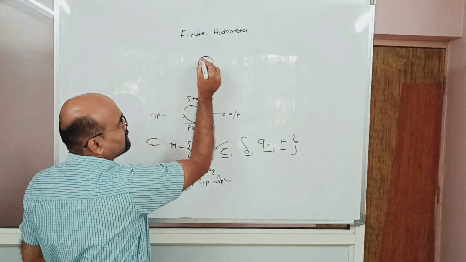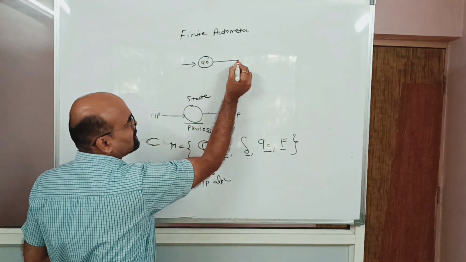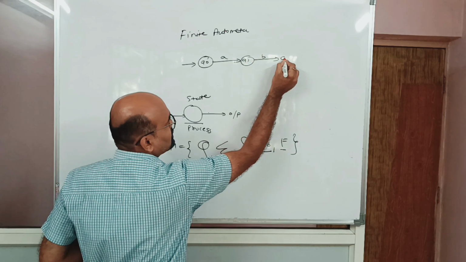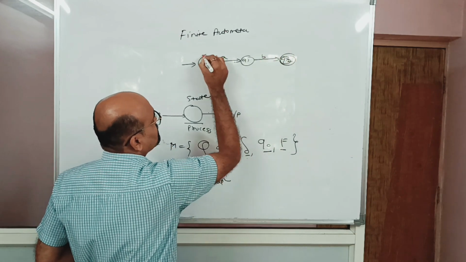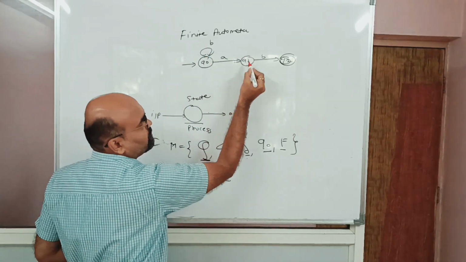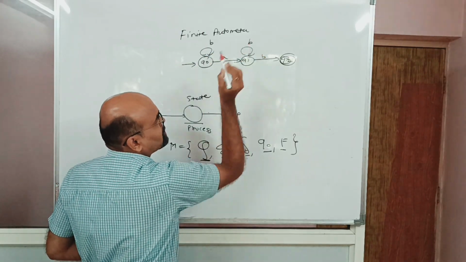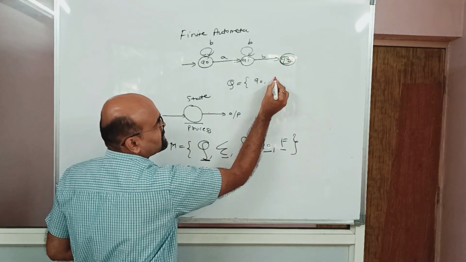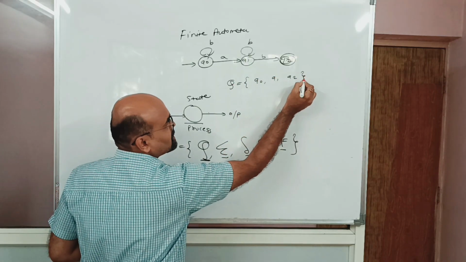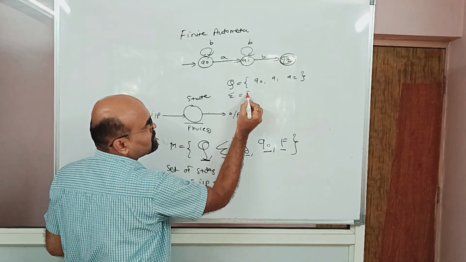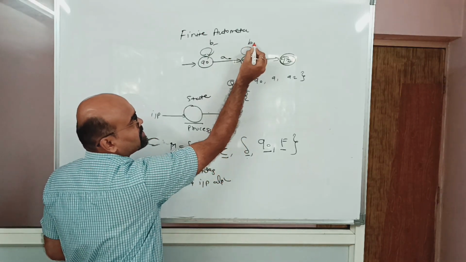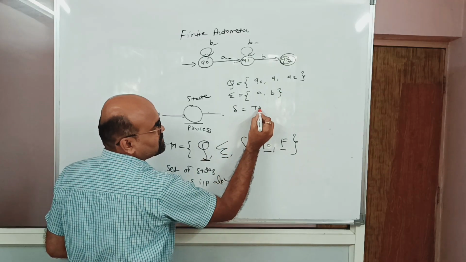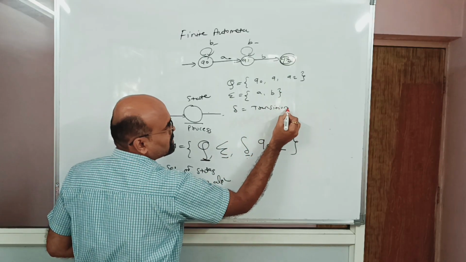For example, if I draw here one finite automata like this, Q0, Q1. This is a simple example of finite automata. So when I say Q, these are the set of states, that is Q0, Q1 and Q2. Sigma is a set of input alphabet, that is nothing but A and B. Delta is a transition function.